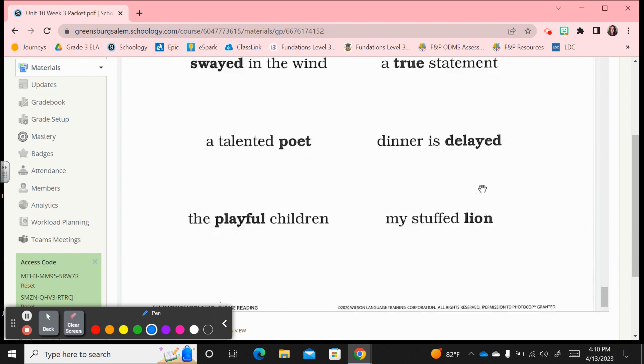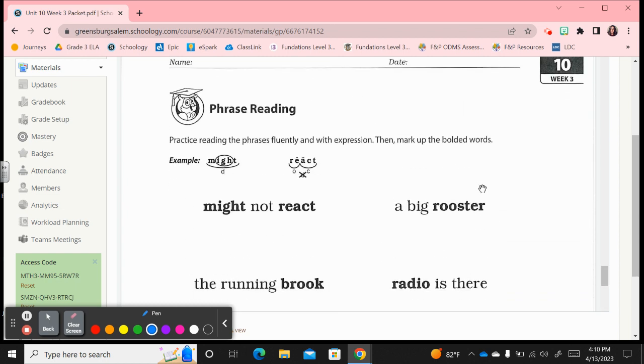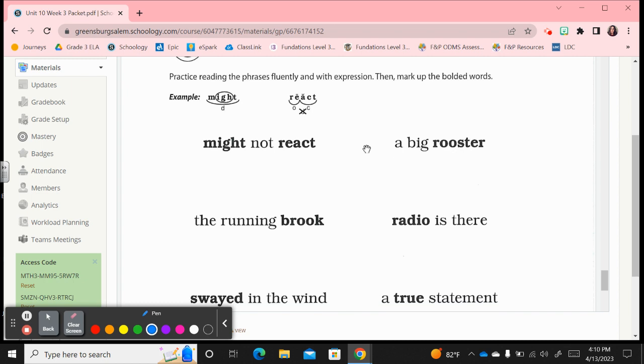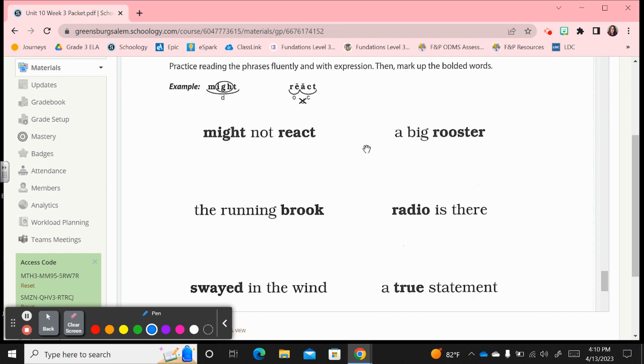All right, and the last page that we have is called phrase reading. It says practice reading the phrases fluently and with expression. Then we're going to just mark up the bolded words. Okay, so it says might not react. Might is already marked for you right here, so I'm not going to do it again. React is also marked for you up here. Remember to be on the lookout for those syllable exceptions. Might not react.